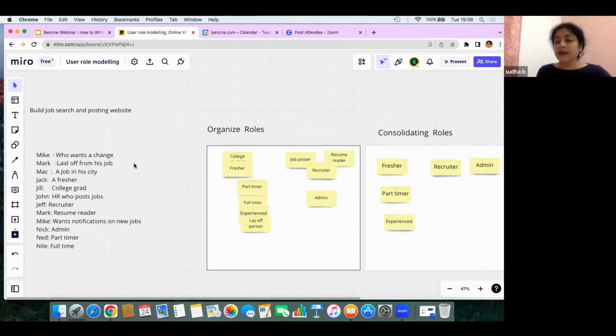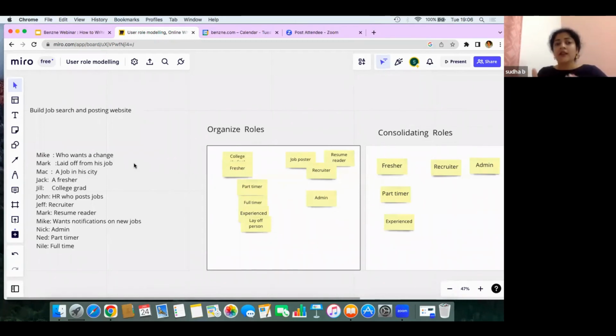Then Ned, who is a part-timer who's only looking for X number of hours to work. Then a full-timer called Nile, who is going to look for full-time jobs. Now, these are the various users we have. Creating a story for Mike, Mark, and Mac would be difficult. Instead, let's see if we can group them under different user roles, since individuals are going to do the same things. So what do we do?